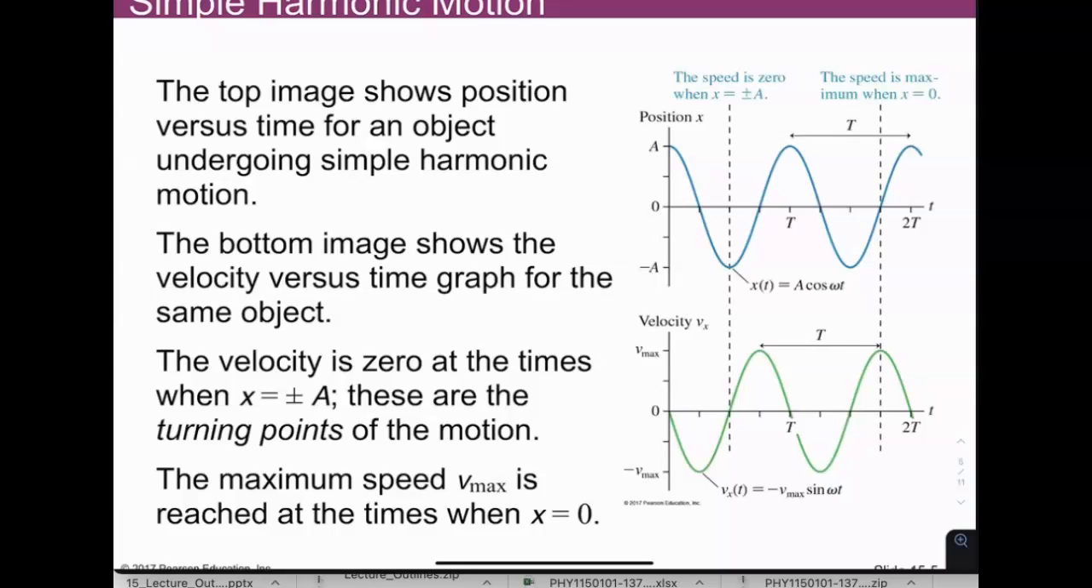As we can see on the plot, when x is equal to 0, the slope of the line is the steepest. And so the velocity is the maximum.